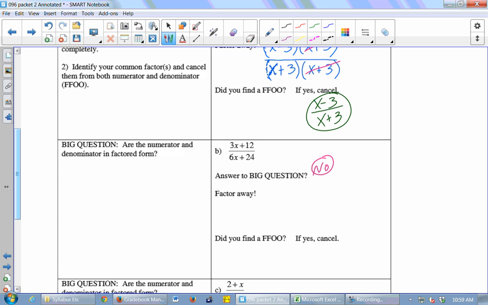Yeah, in the numerator, I could factor out a 3. So I have 3 times x plus 4. In the denominator, can I factor out a 6? I could factor out a 6. The GCF of the denominator is a 6. And I'm left with x plus 4. Do I have any foo-foos? X plus 4 is the same on the top and the bottom, can cancel. And then 3 over 6 reduces to 1/2.